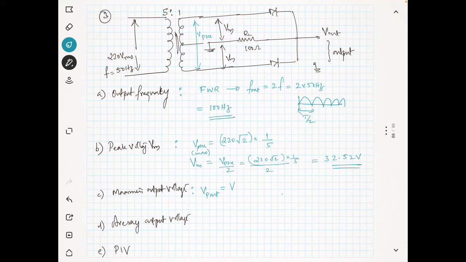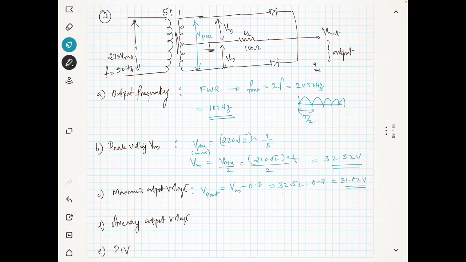You know Vm, since only one diode is on at a time, it will consume 0.7 volt. So the output maximum will be the remaining voltage. So Vm minus 0.7, it is 32.52 minus 0.7, which is equal to 31.82 volt, okay.